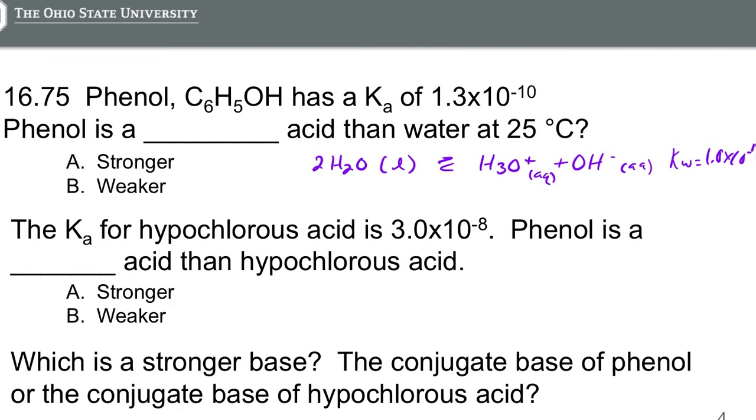So if we compare the phenol Ka to Kw, Kw is 1 times 10 to the minus 14 at 25C. Phenol is 1.3 times 10 to the minus 10. So phenol, having the larger value of K, is a stronger acid than water. Make sense? So no calculations needed here.